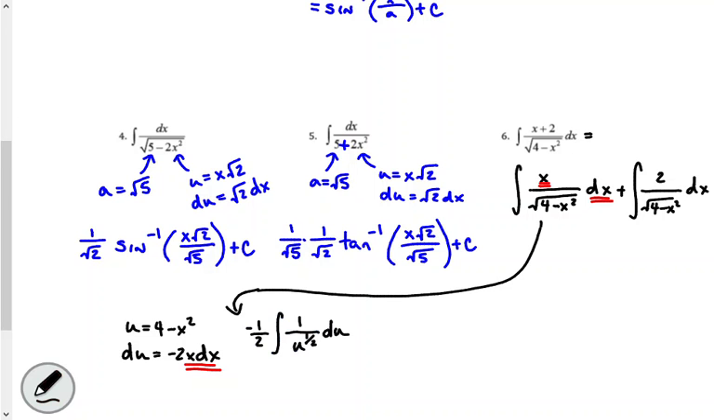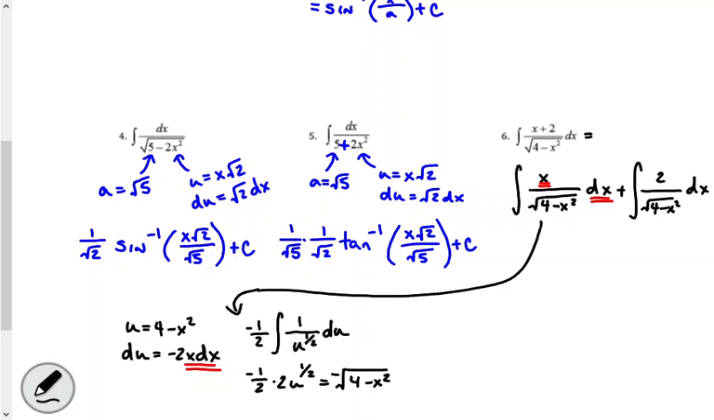That's not an arc sine one, because I can just do normal u sub. So the integral of u to the -1/2 is 2u to the 1/2, right? Which equals the square root of 4 minus x squared. That's that part of the integral. Need the negative.